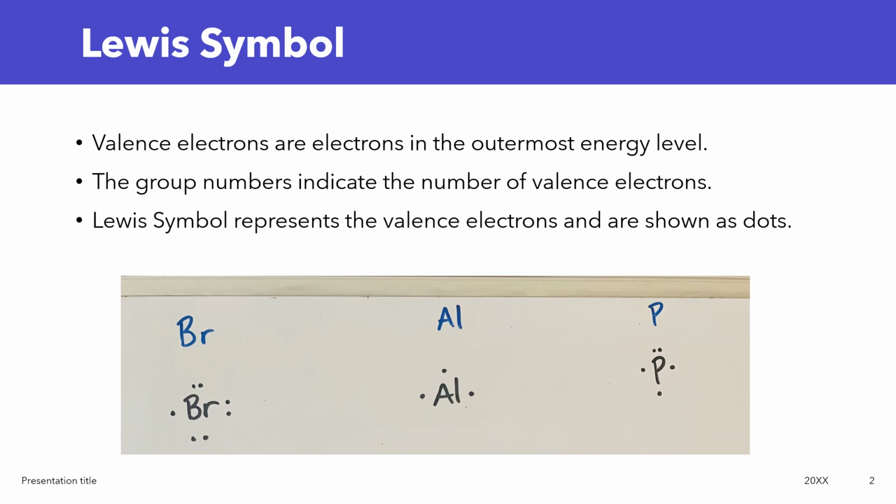For bromine, for example, bromine belongs to group 7A, so that means it has 7 valence electrons. So you have 3 pairs and 1 single. Phosphorus belongs to group 5A, so it has 5 valence electrons. So you'll have 1 pair and then 3 singles.